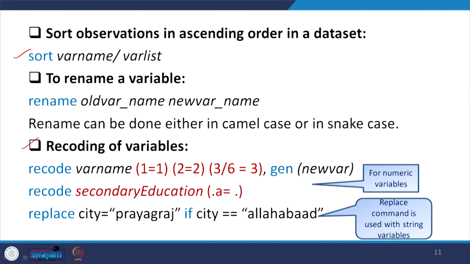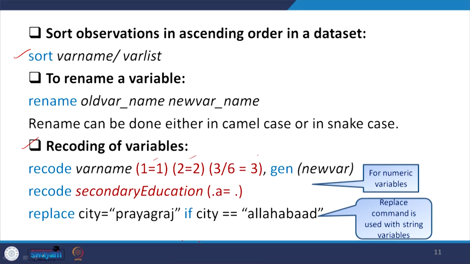Now comes recoding. Recoding of the variable with their codes is important. Like in this case, which we have already explained, recode the variable name, 1 equal to 1, 2 equal to 2, or especially if 3 to 6 we want to club into 3 only. There are 3, 4, 5, 6 entries, and we simply want to make it into 3 categories: 1 remains as 1, 2 as 2, and 3 to 6 we make 3. Then that will recode.